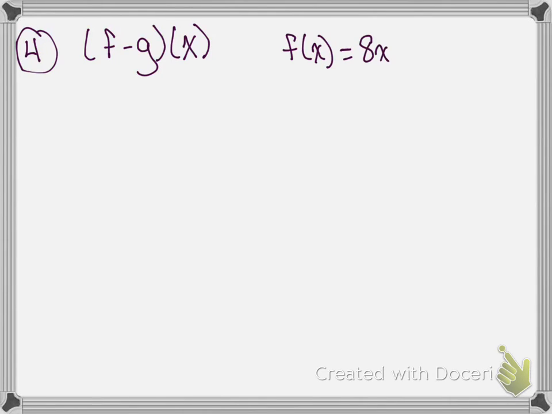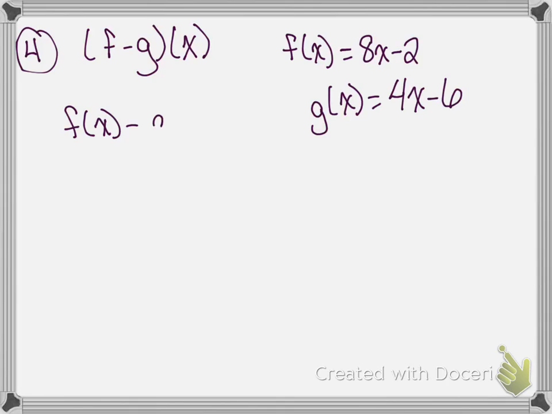Okay, number 4. F minus G of X. F of X is 8X minus 2. G of X is 4x minus 6. So I'm taking f of x, and then I'm going to subtract g of x. So I have 8x minus 2.